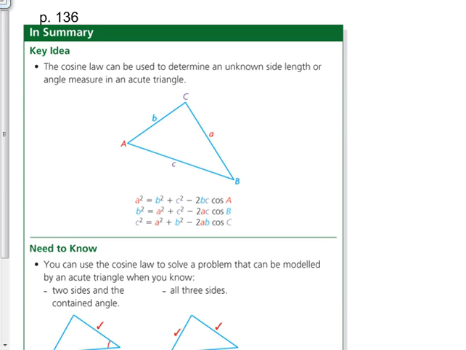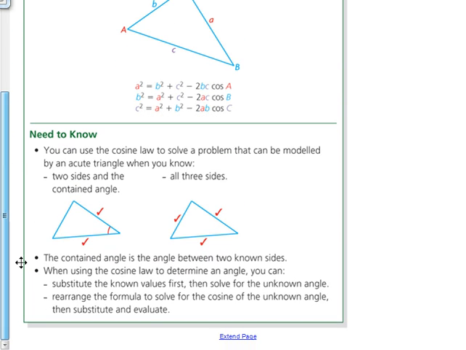So this, in summary, can be found on page 136 of your textbook. It's a really good idea to take a look at it. The cosine law can be used to determine an unknown side length or angle measure in an acute triangle. And then it gives you the three forms of the cosine law. You need to know that you can use the cosine law to solve a problem that can be modeled by an acute triangle when you know two sides and the contained angle.